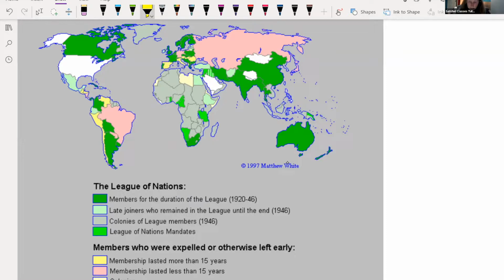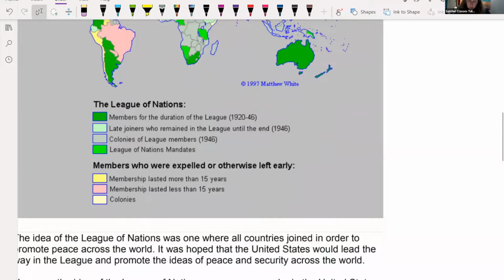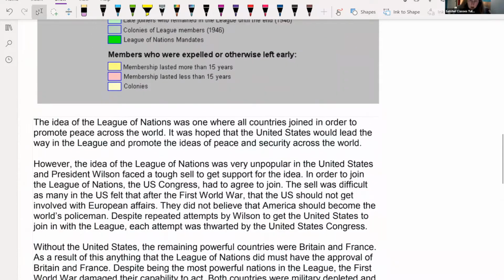Okay, so you can see that the United Kingdom is there as dark green, but also its colonies are in there as default. The League of Nations mandate, so territory that was given to the League of Nations for them to run, basically. Members who were expelled or otherwise left early. So membership of countries that lasted more than 15 years, membership of countries that lasted less than 15 years. So you can see the USSR is in there because it came quite late. So remember, like I said, you can pause and have a look at those countries at your own leisure.